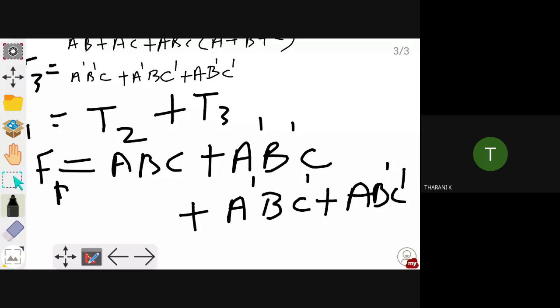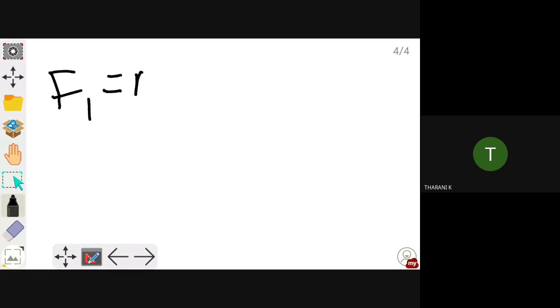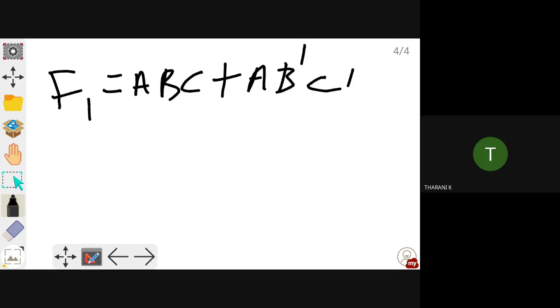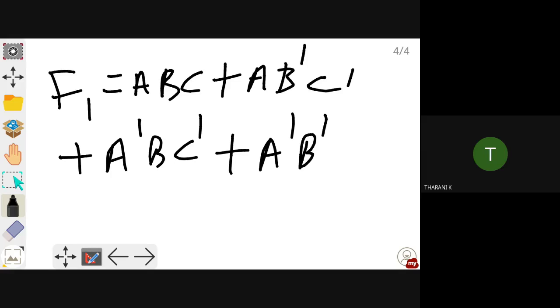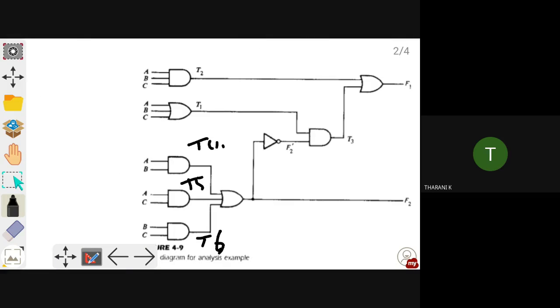So you have obtained two functions, that is F1 as ABC plus A B dash C dash plus A dash B C dash plus A dash B dash C, and F2 is equal to AB plus AC plus BC. So this is how you have to obtain the Boolean function. Is it clear or not?